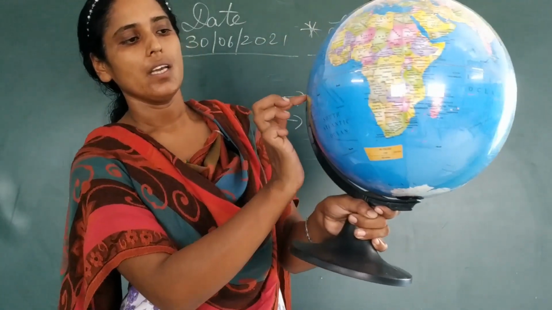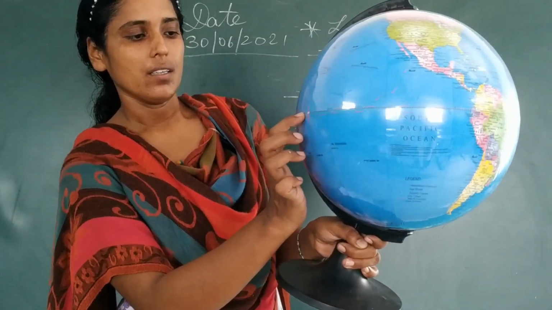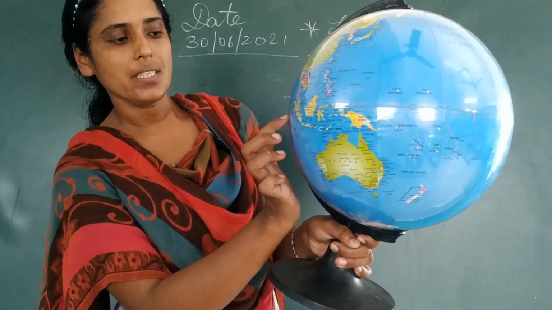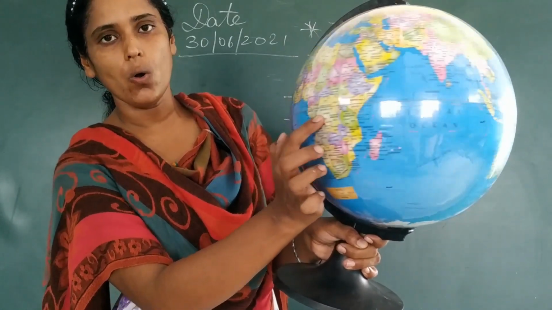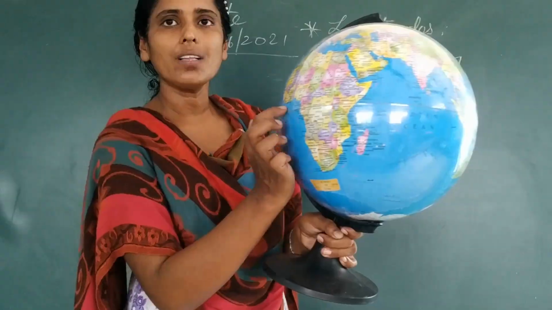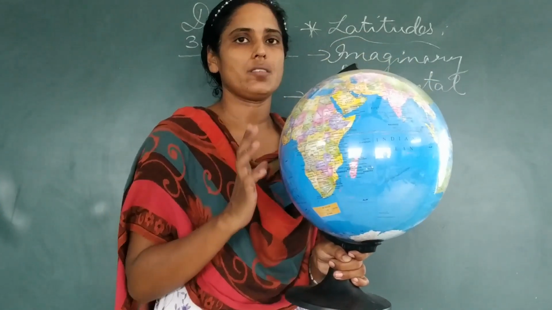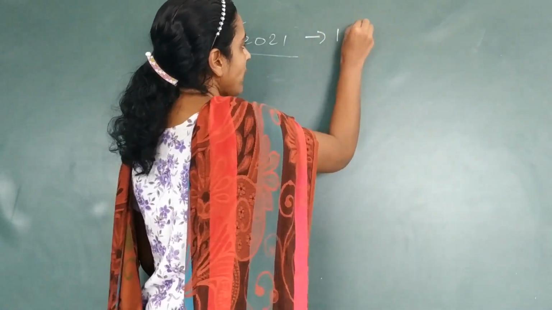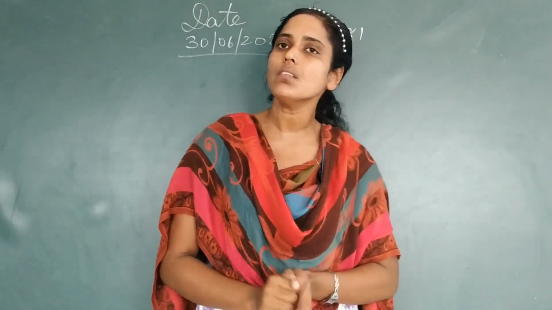Okay, for example, in this you can see 0 degree here. Can you see the 0 degree here? And the places around it, you can see places like Borneo, the Maldives, and the Democratic Republic of Congo, all these places along that line of latitude, 0 degree. Then that angle becomes the latitude of that point. Okay students? And in totality, you have 181 latitudes.